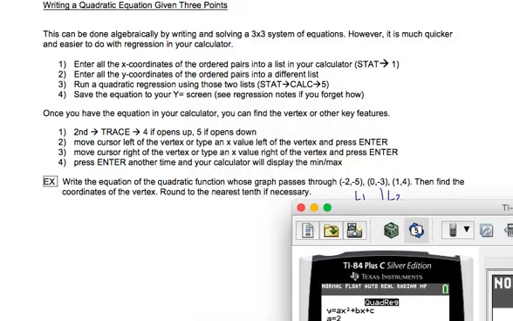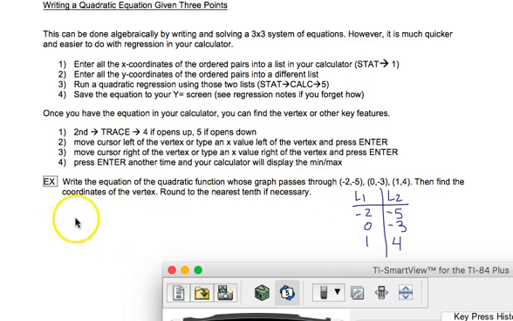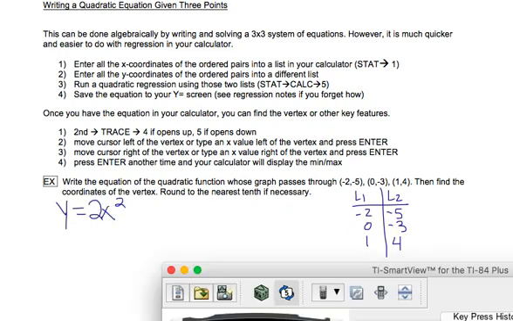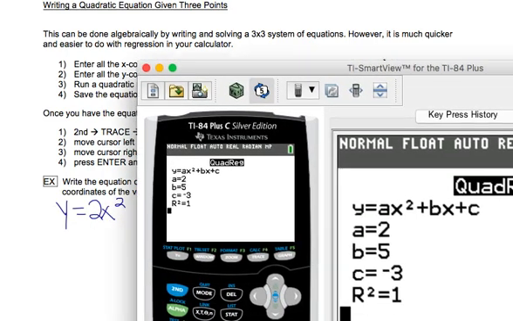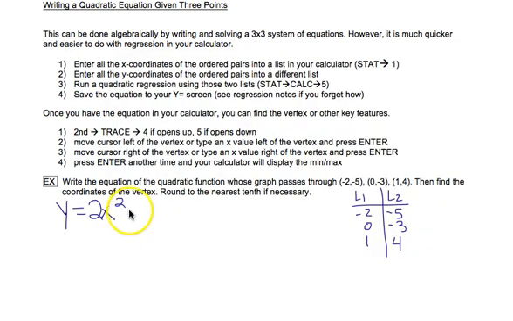So write the equation of a quadratic function whose graph passes through these 3 points. We can get that straight from our calculator. So it's going to be y equals 2x squared because A was 2. Then my B value is 5, so it'll be plus 5x. And then C is negative 3, so it'll be minus 3. So plus 5x minus 3. So this is the answer to the first part of the question.